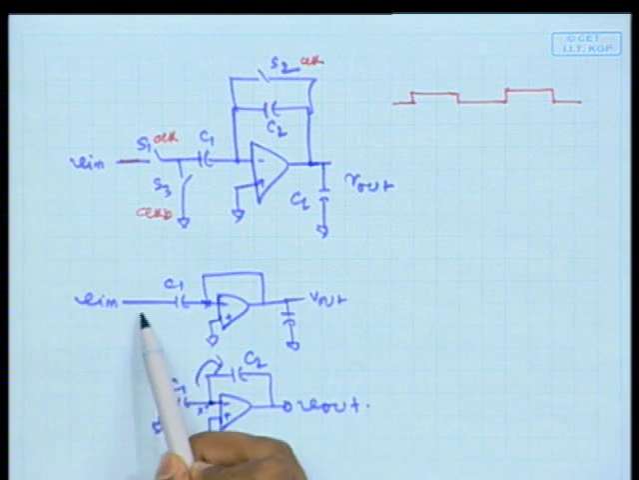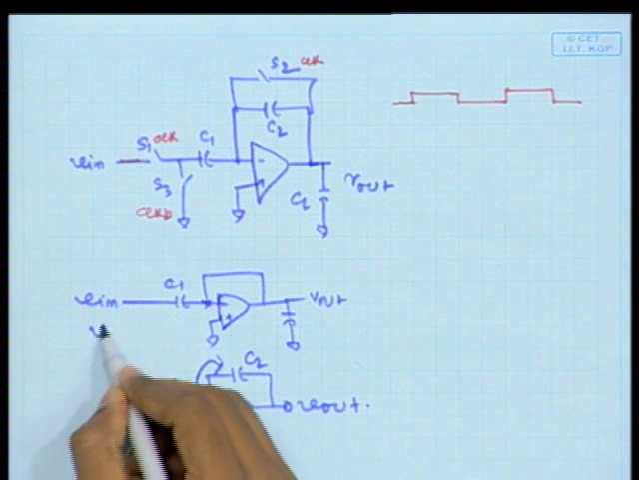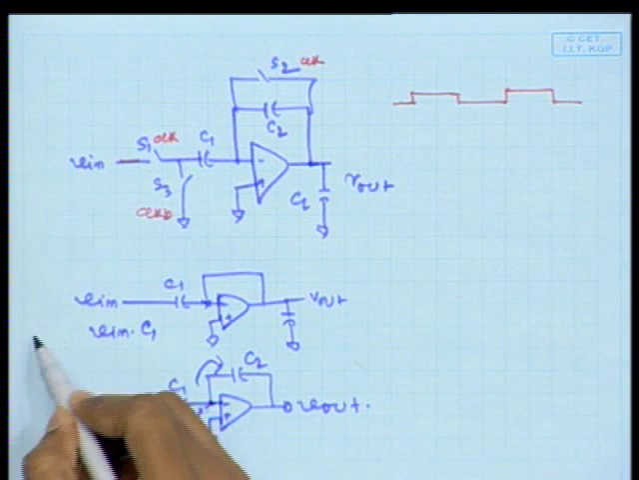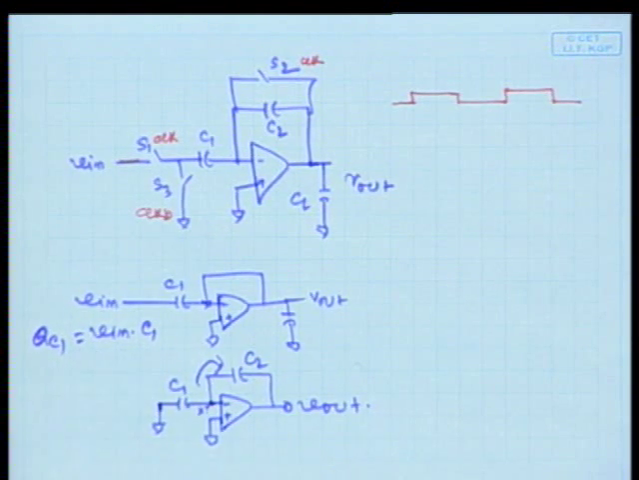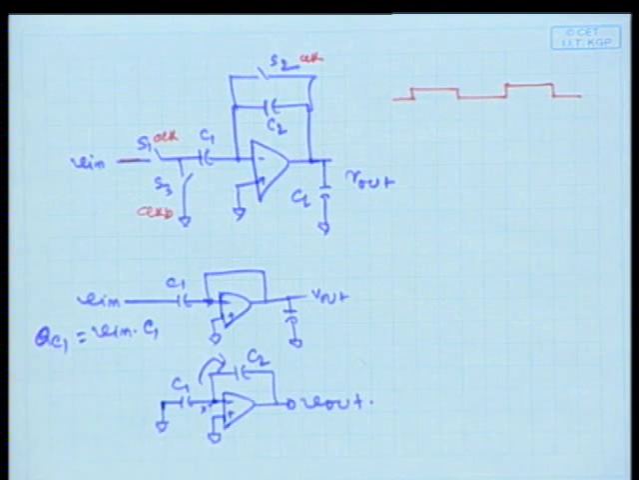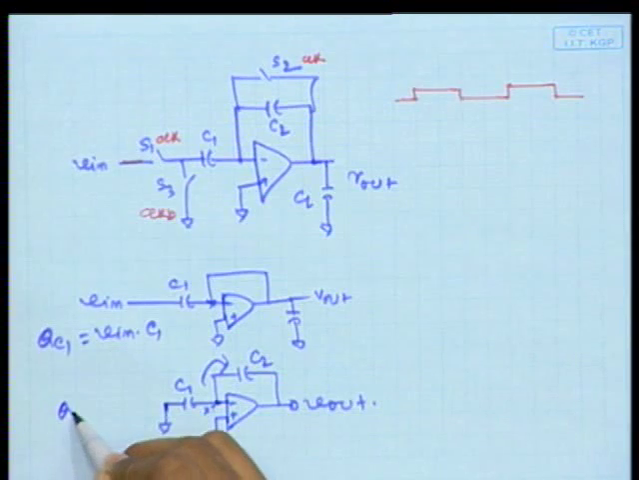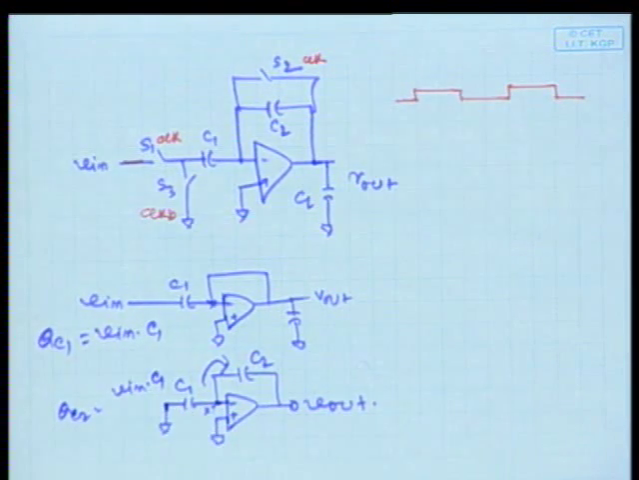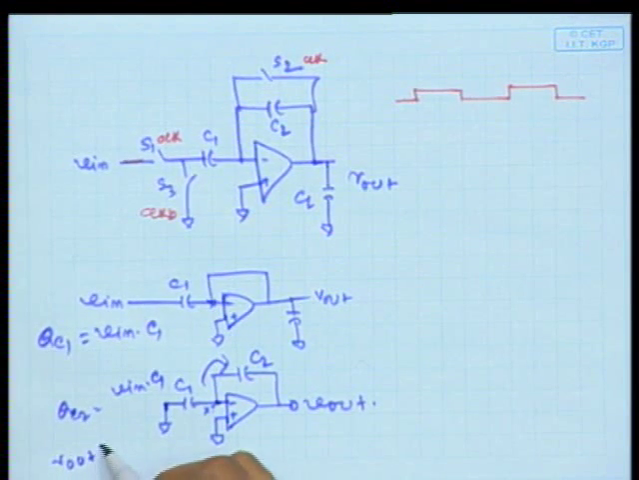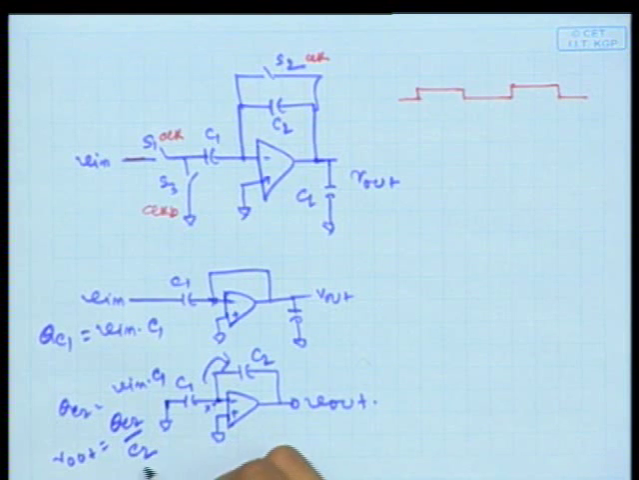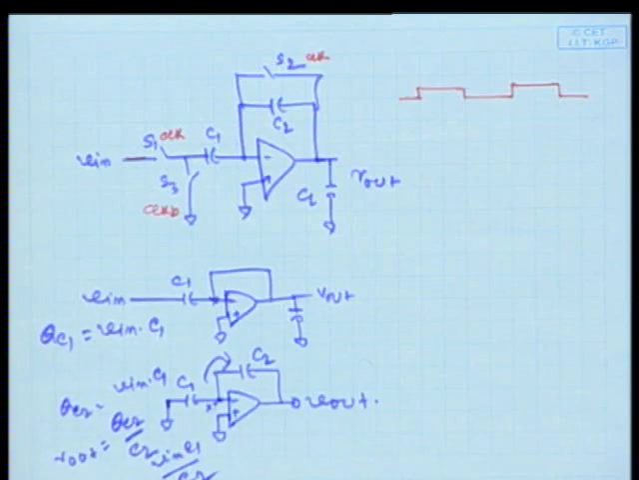So at the sampling phase, the charge across C1 was Vin times C1. This entire charge is going to shift to C2. So QC2 is also Vin times C1, and Vout is nothing but QC2 by C2. That means Vout is Vin times C1 by C2. So it behaves like an amplifier, but not a continuously driven amplifier.